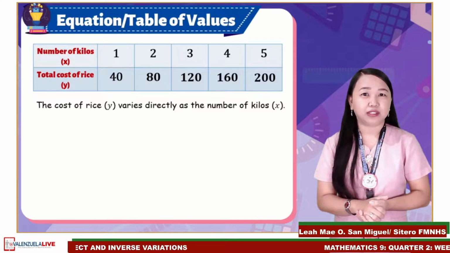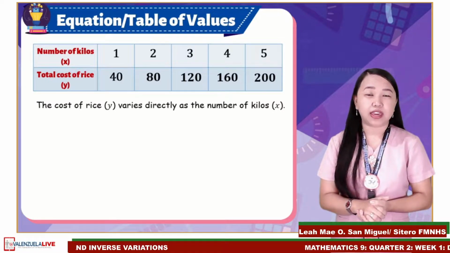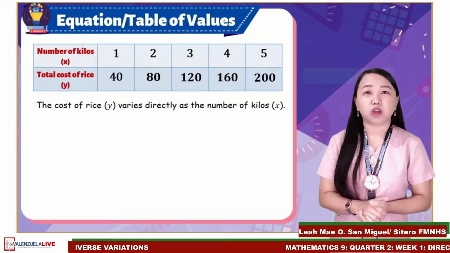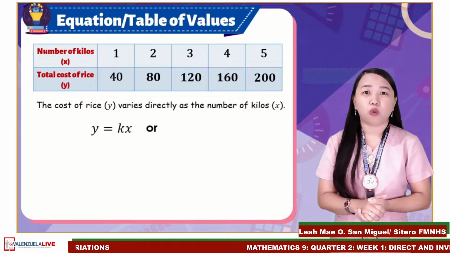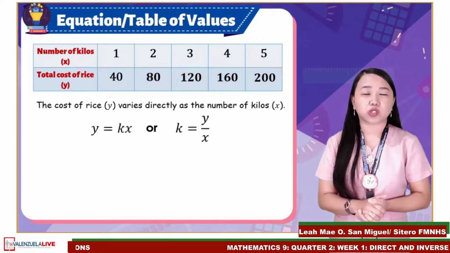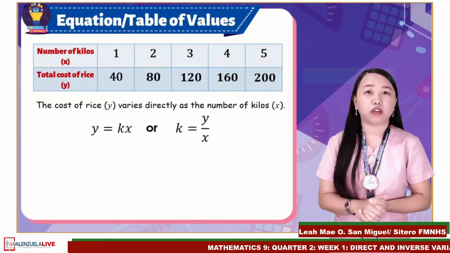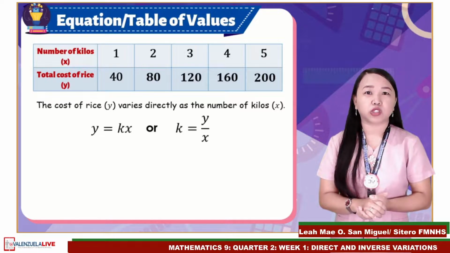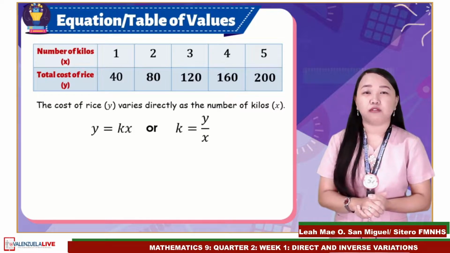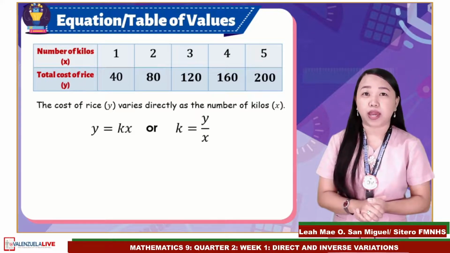The statement, the cost of rice y varies directly as the number of kilos x, can be translated as y is equal to kx or k is equal to y over x. We could find the constant of variation or k by dividing the value of y by x.